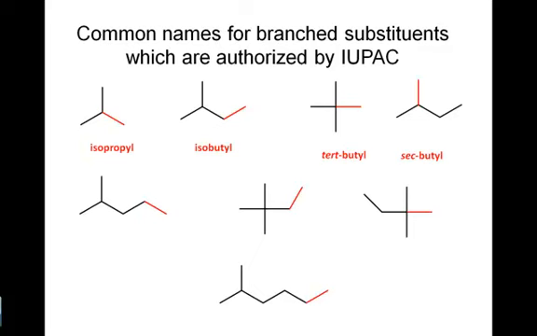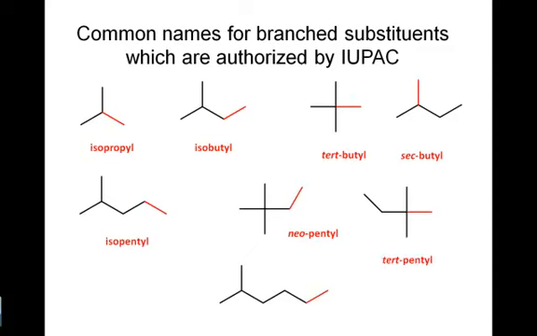So the other groups that we have are isopentyl, and that is from isopentane. So if we're attached at the primary carbon of isopentane, that is an isopentyl group. Neopentyl is derived from neopentane. So if we are attached at any one of the carbons of neopentane, that gives us a neopentyl group.